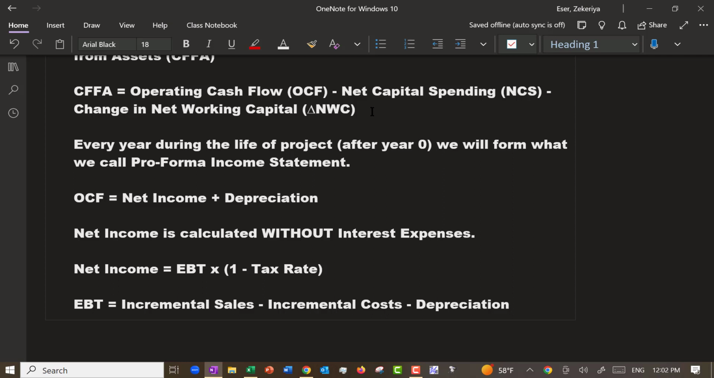Again, change in costs. When I say change, compare sales with the project minus sales without the project. That's why I said incremental, not change. Change typically is associated with from one period to another.